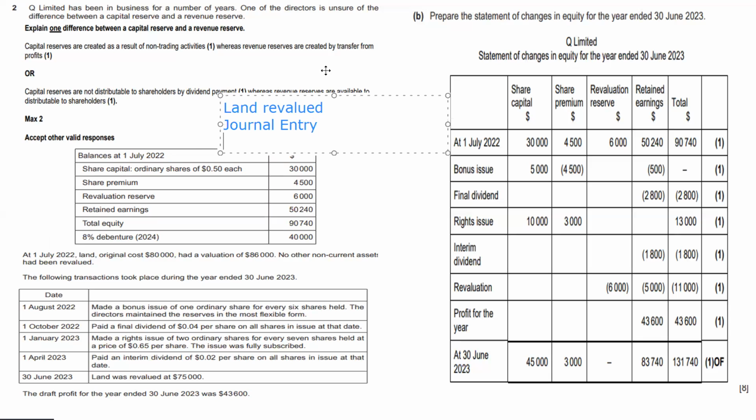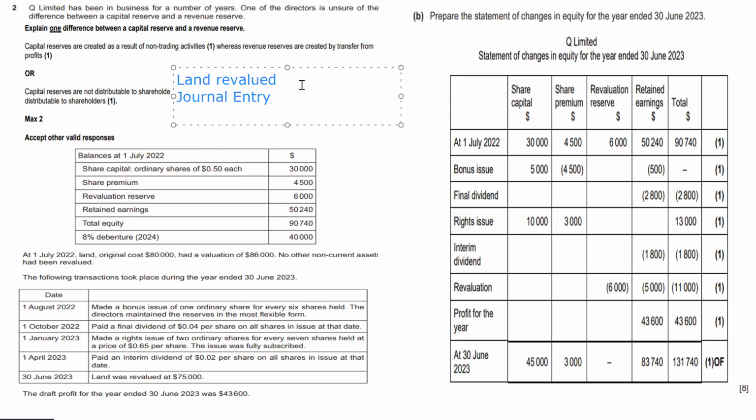Land value is going up or going down? It's going down by 11,000. So land will be debit or credit? Credit. Land will be credit. So what will be debit?